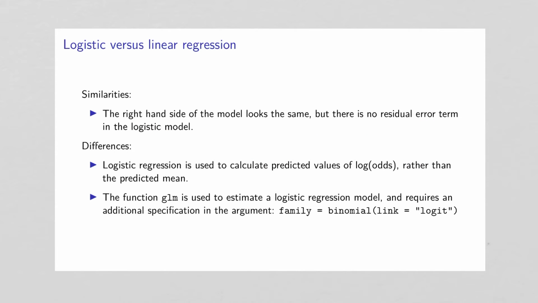So of course there's some similarities with linear regression. The right hand side of the model looks the same, but there's no residual error. Remember at the end we used to add this little residual error. Logistic regressions don't have a residual error term. The difference is that logistic regression is used to calculate predictive value of log odds, which you need to convert back. So the natural log of the odds, the way to get it back to odds is to raise the whole thing to e. E raised to that, these two cancel out, and you have odds.